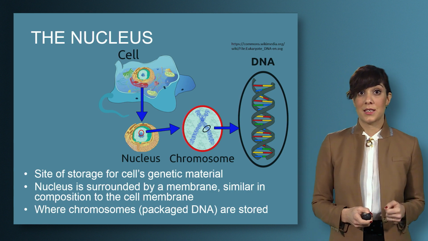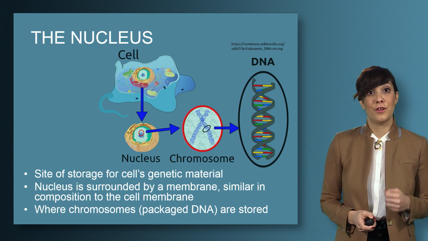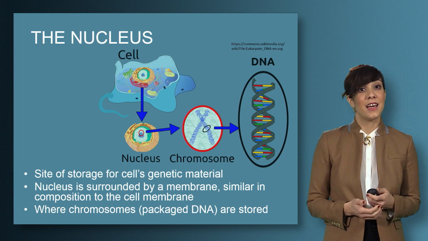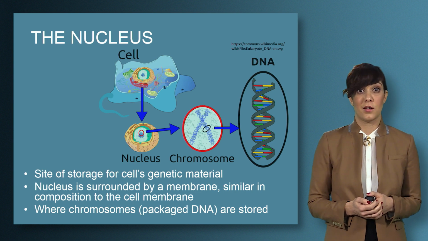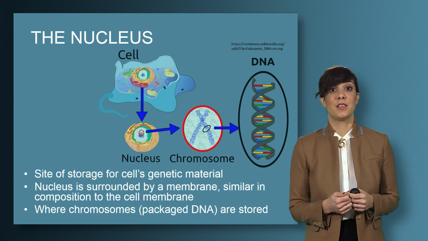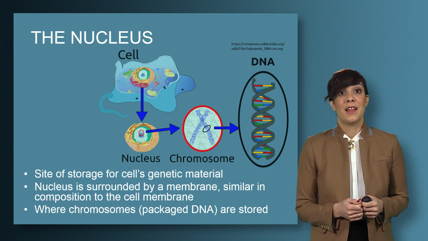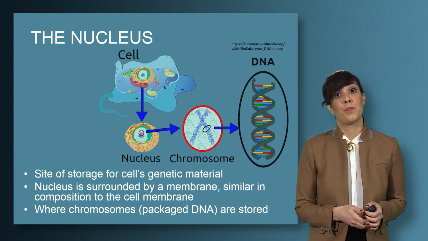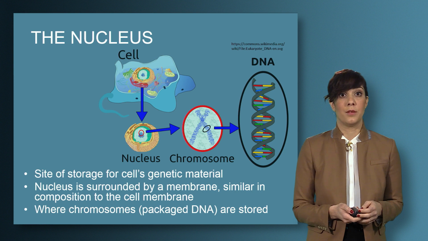A really important organelle within the cell is called the nucleus, and this is the site of storage for the cell's genetic material. The nucleus is surrounded by a membrane that's very similar in composition to the cell membrane. This is the site where chromosomes, or packaged DNA, is stored.